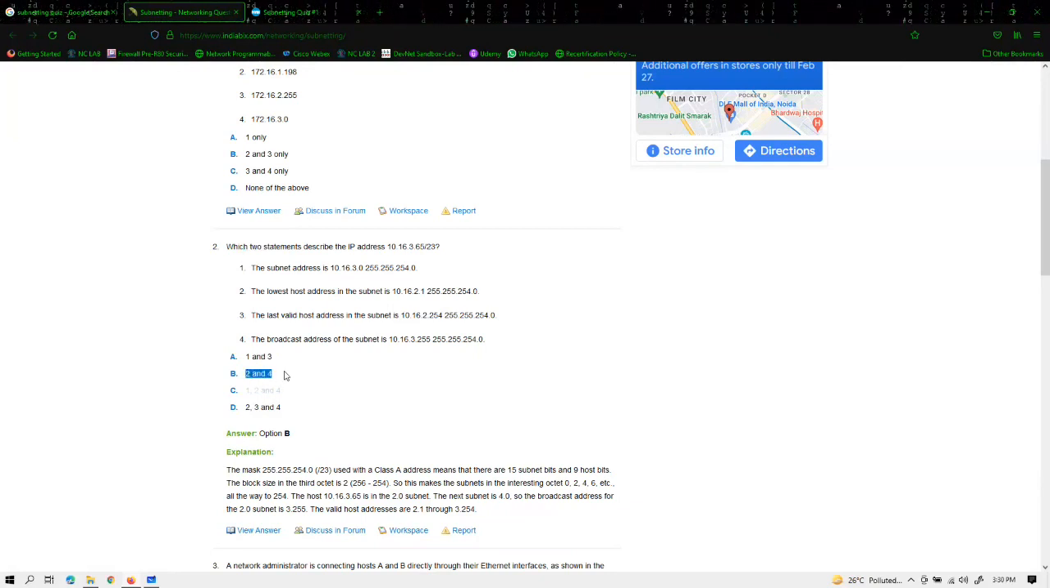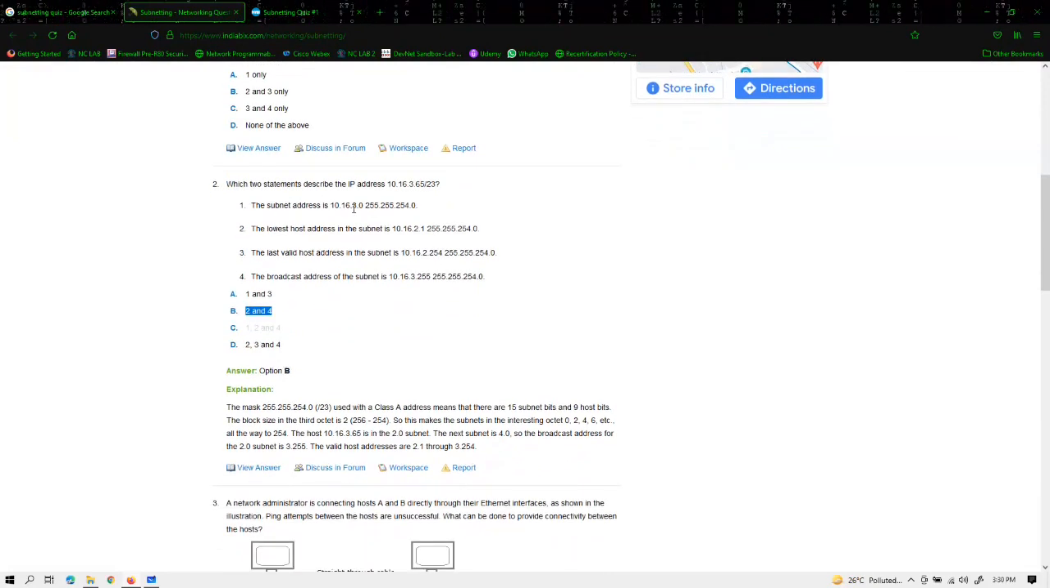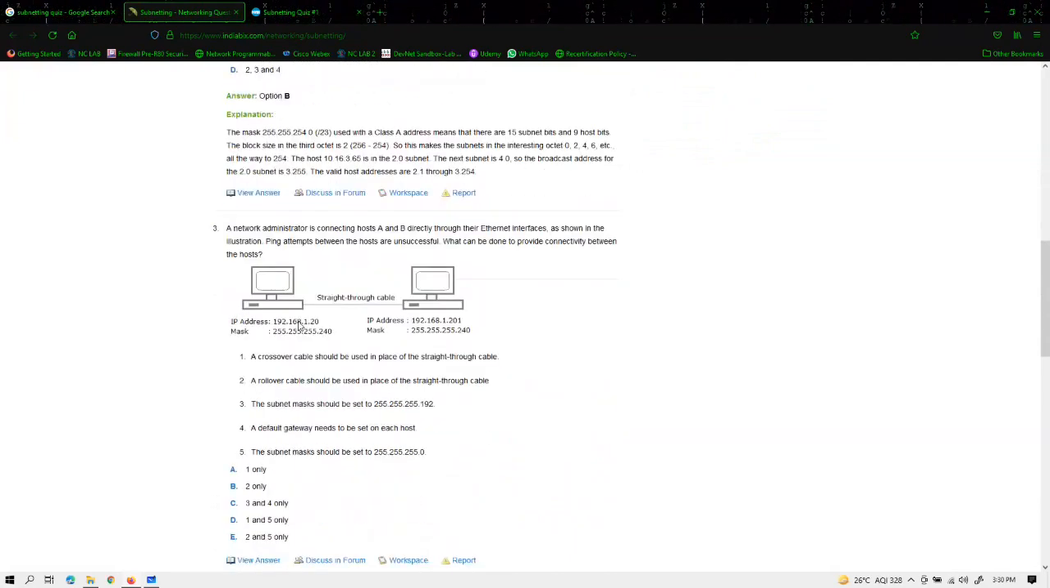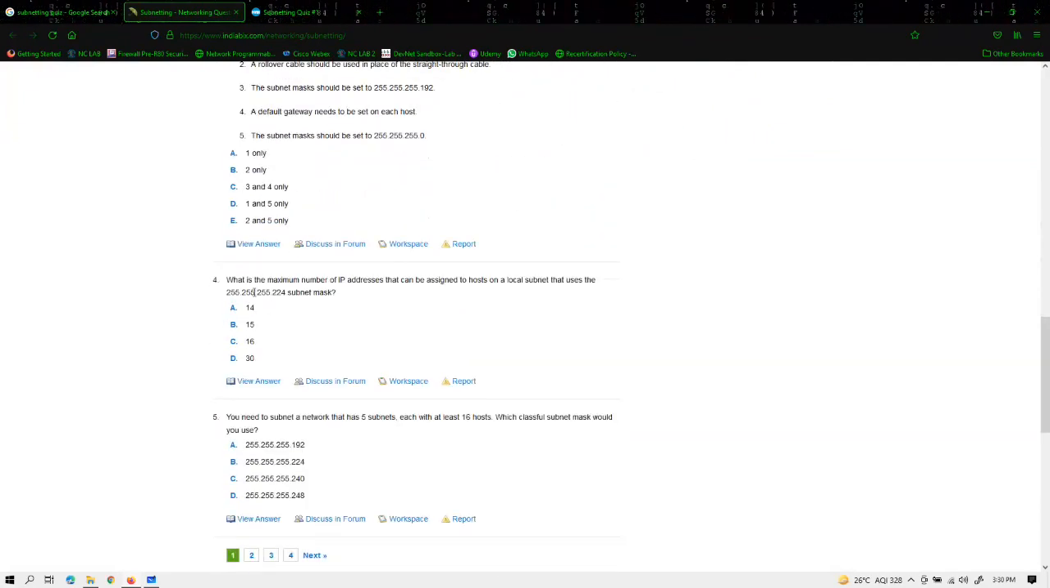So this B is correct. Otherwise, first is also correct. I think it is the same. Okay, but they were asking only for two statements. I'm not sure.